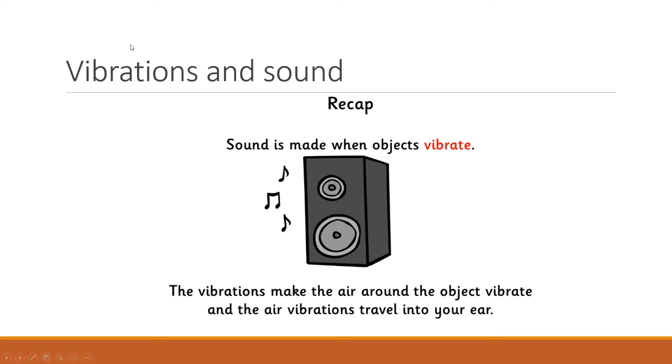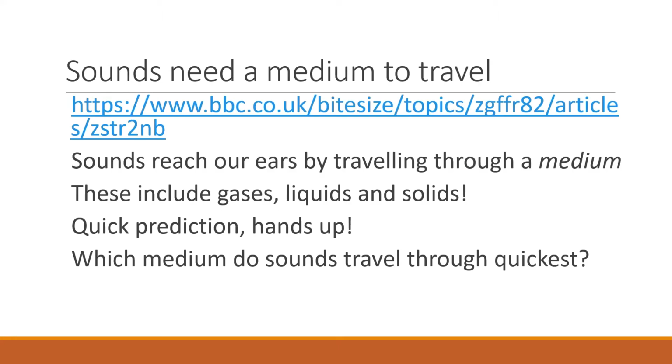Now, the quick recap: sound is made when objects vibrate, and the vibrations make the air around the object vibrate, and the air vibrations travel into our ears. So if you can't remember, just look back at last week's video to aid your memory. We looked at sound waves and how vibrations travel, and that's how we hear sounds. So sounds need something called a medium to travel.